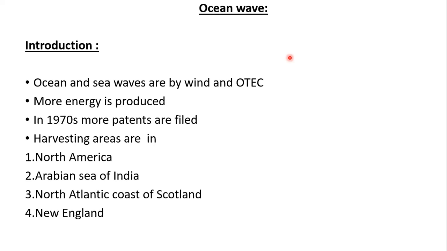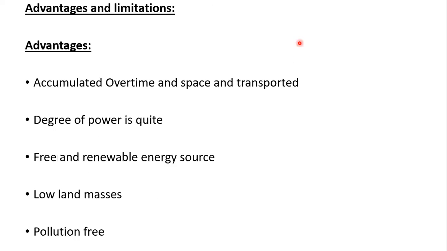Okay, this is the introduction to the ocean wave, and now we will see the advantages and the disadvantages. First, let's go through the advantages. The first advantage is that energy is accumulated over time and space and transported. Wave energy has an advantage over wind or solar, because this energy is naturally concentrated by accumulation over time and space and transported from the point where it is originally present in the wind.